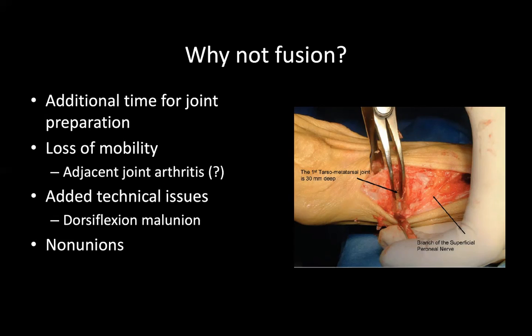So you really don't want to do a dorsiflexion malunion. What I'm getting at is that if you're going to do fusions, you should be somebody who does foot and ankle surgery somewhat regularly and knows how to do a good fusion, because you don't want to screw it up. The last thing is that bone healing is probably more reliable than ligament healing, but you can still get non-unions with fusions as well. So you just have to watch out for that also.